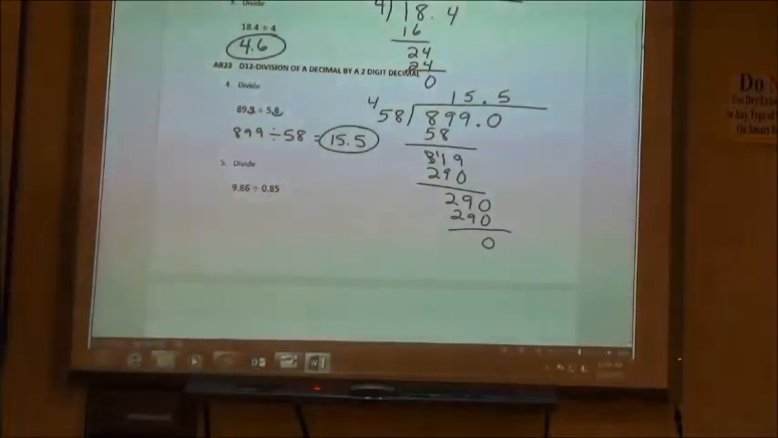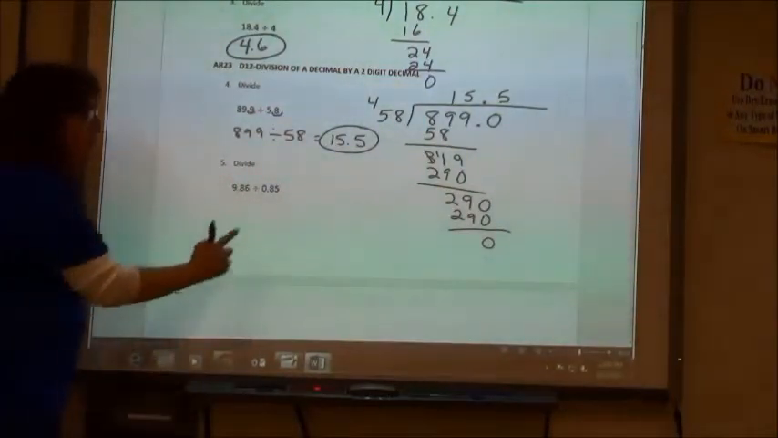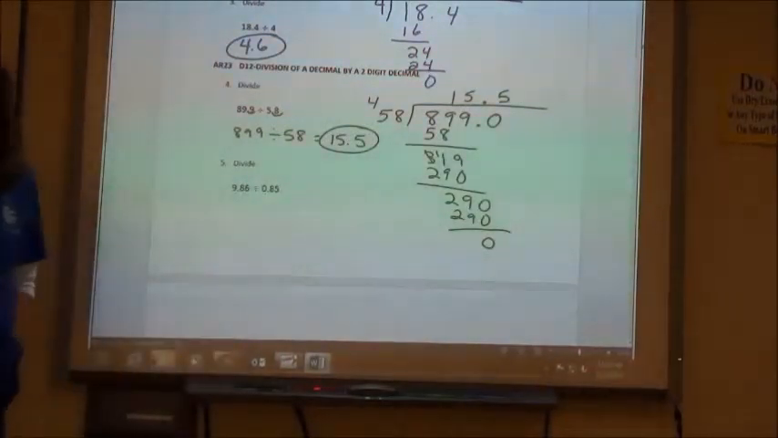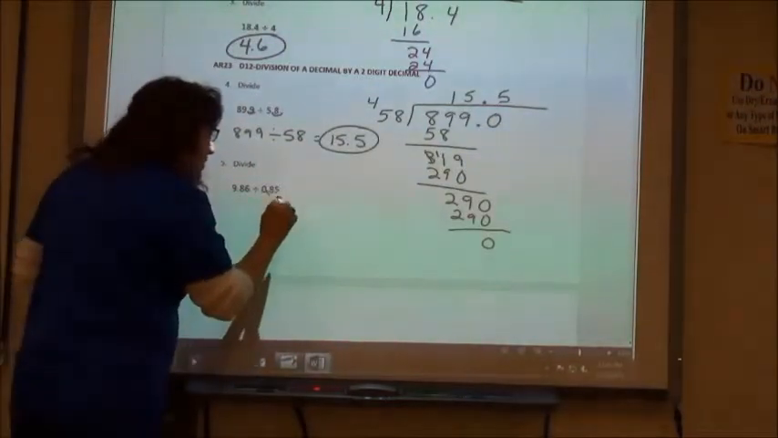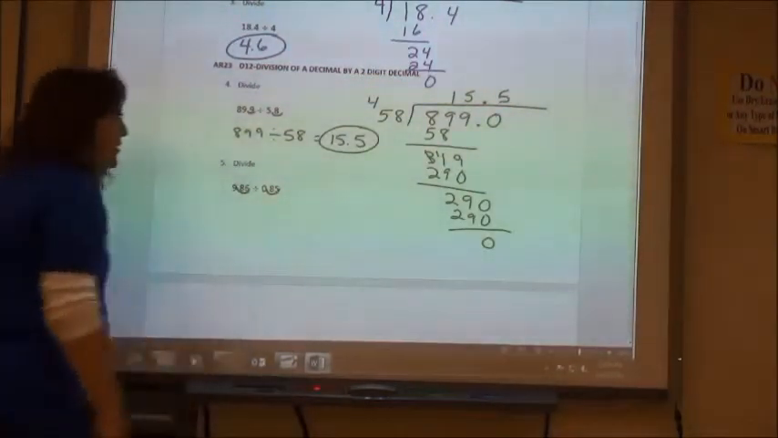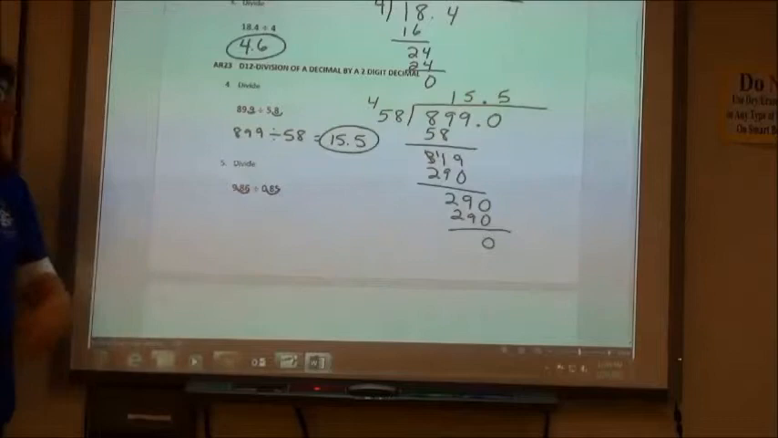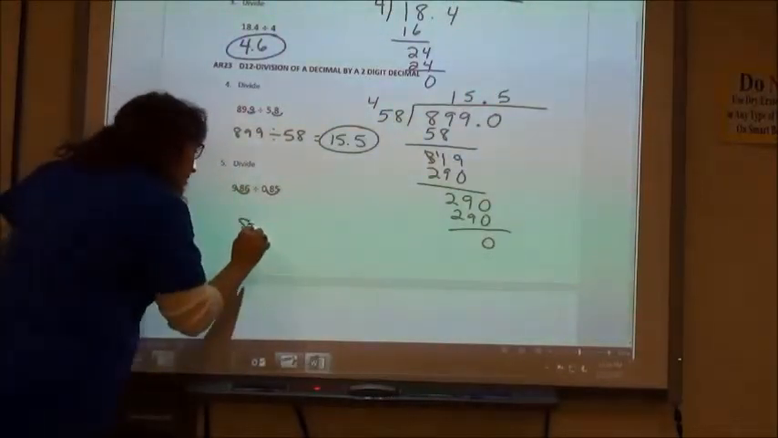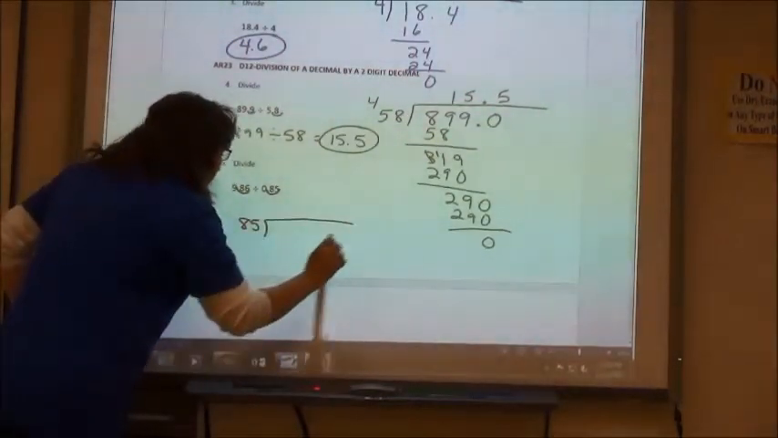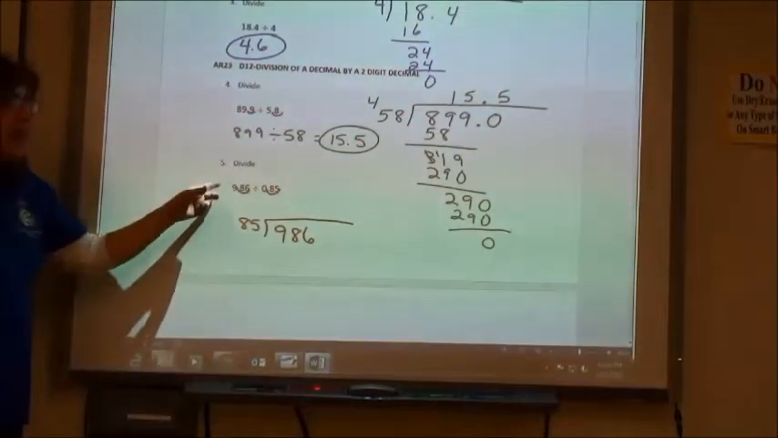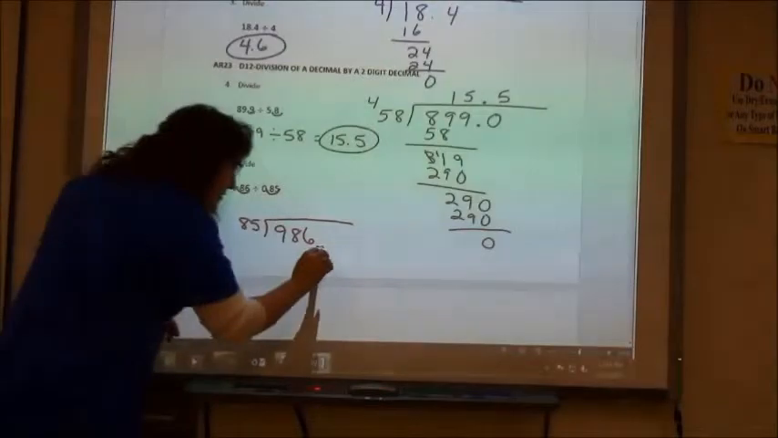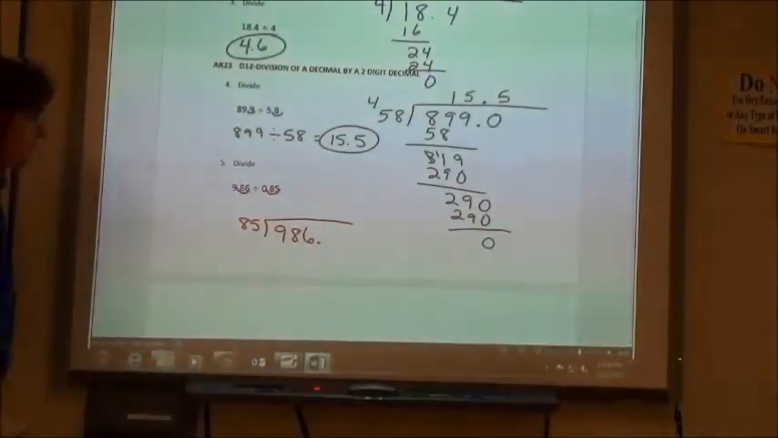So on number 5, if I want to divide 9.86 by 0.85, 85 hundredths, on this one, to make this a whole number, I end up having to move my decimal 2 places over, right? 2 places here, 2 places here. It doesn't always end up that this turns into a whole number, but evidently on this one, it is again. So I'm going to divide 85 into 986, and that decimal is going to be right behind the 6.